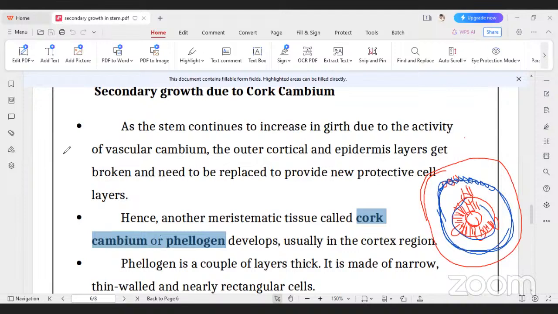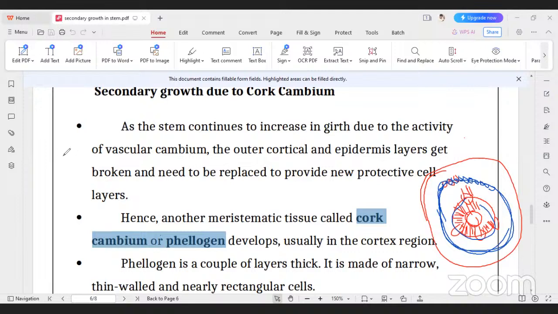The stem thickness increased, right? How does the stem thickness increase? What is the reason for the increase in stem thickness? Because of the secondary growth, the cambium formation. Both cambium rings are formed. Okay, cambium rings formed.